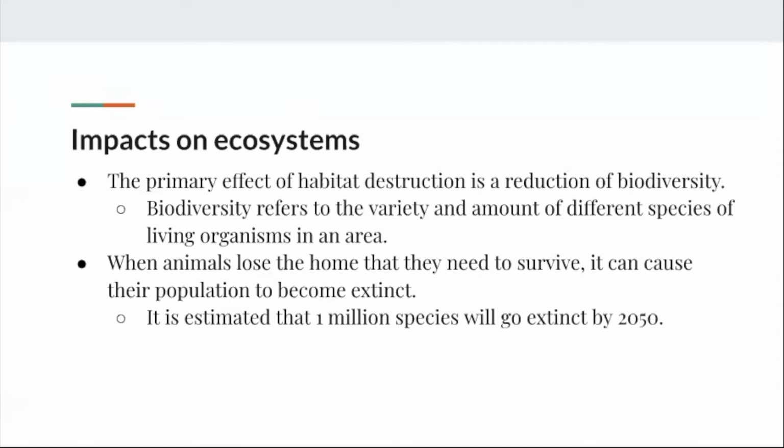It is estimated that 1 million species will go extinct by the year 2050. And this is insane considering that 1 million is a lot of different species, and that includes large populations in each of those species. Some species expected to be extinct are the hawksbill sea turtles, giant pandas, Asian elephants, polar bears, lemurs, gorillas, snow leopards, and many more.